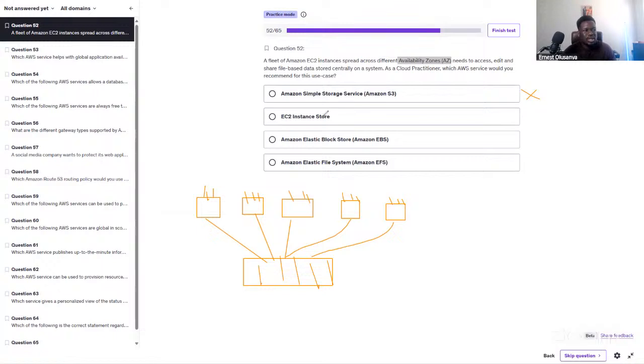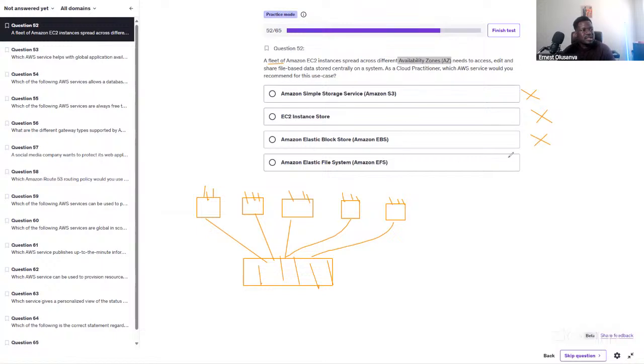EC2 instance store would have been a good one, but again, it's not file based, so that's out. And then we're talking about a fleet of Amazon EC2 instances, so not just one. Instance store would have worked if they talked about storage attached to one EC2 instance that is not persistent, which means the data can be lost. So that's also out. Amazon Elastic Block Store is also out because they're in the same category of block storage. We're talking about file storage.